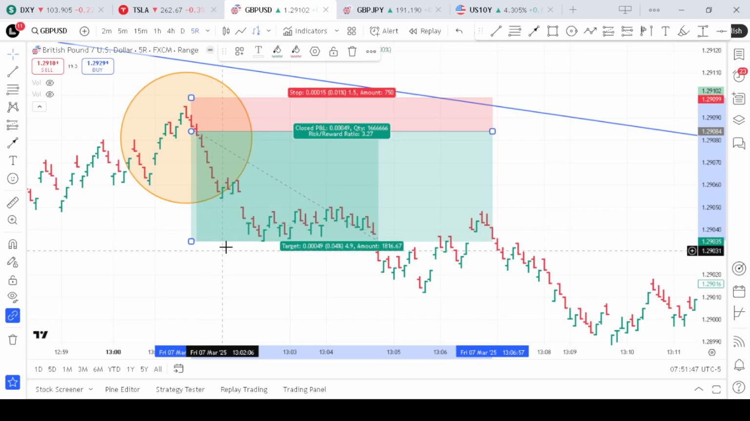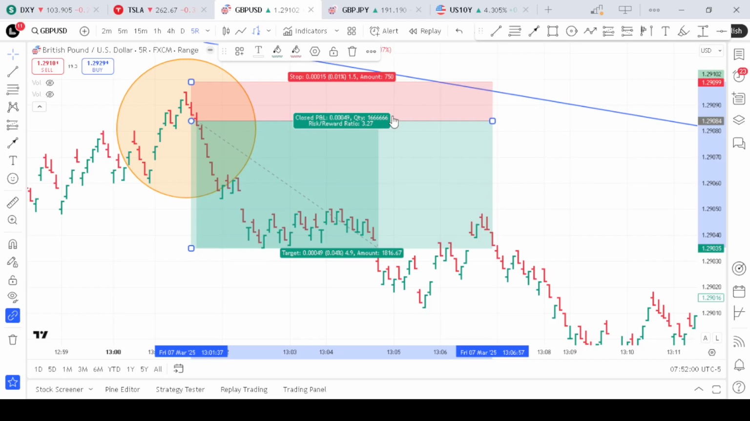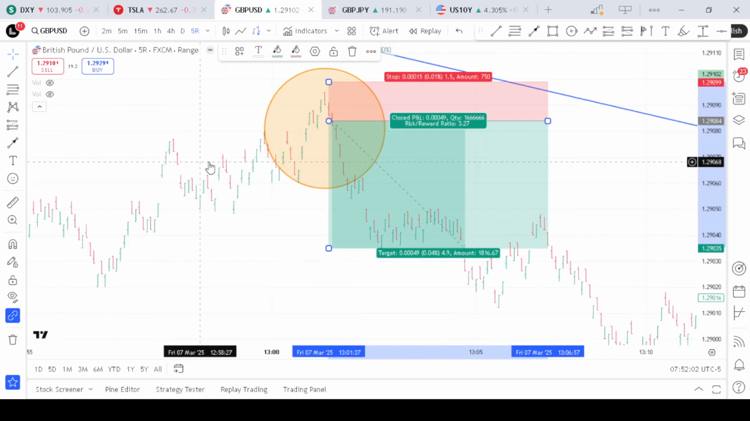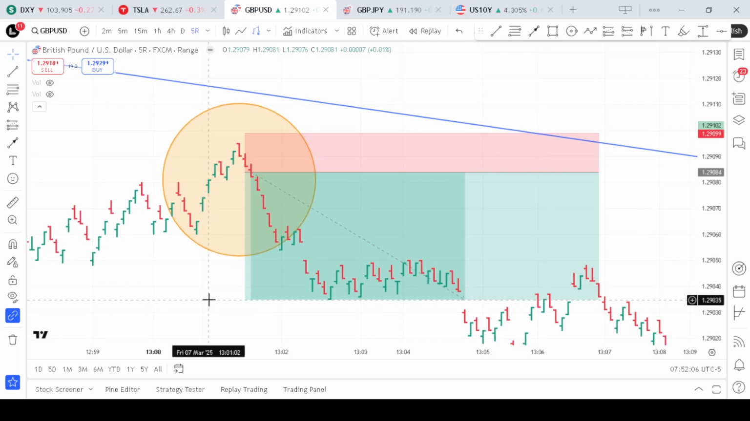This method helps you to avoid false signals and increase the probability of a successful trade by ensuring you are trading in the direction of the dominant trend. As we can see from this example, trading in the direction of the higher time frame, we came into the lower time frame to execute our trade.